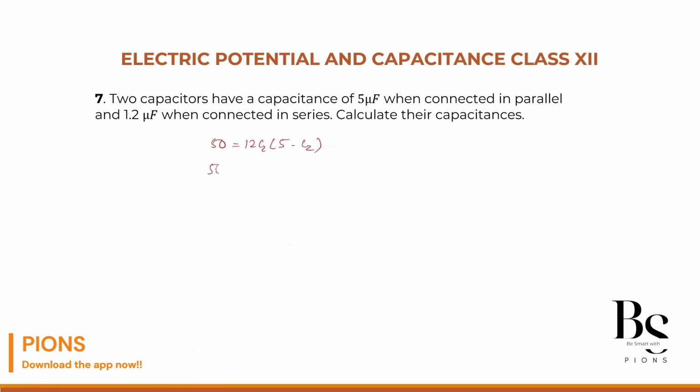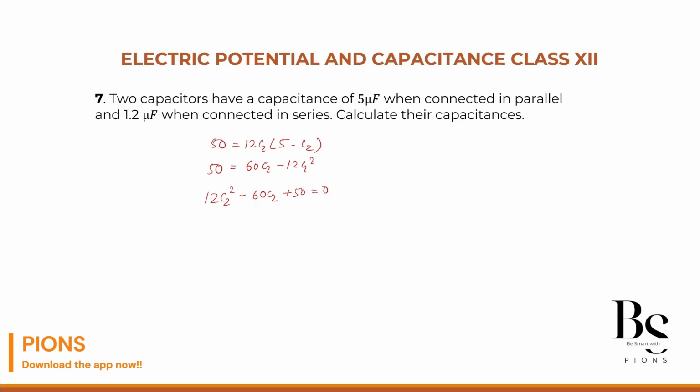Correct. Now let's simplify further. 50 is equals to 60 C2 minus 12 C2 square. Be very careful, 12 C2 square. Now next, this will be 12 C2 square minus 60 C2 plus 50 is equals to 0. I took this 12 C2 on the left hand side, minus 60 C2 and plus 50 equal to 0.